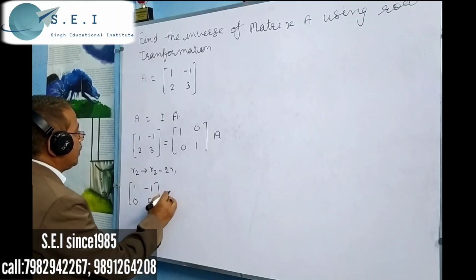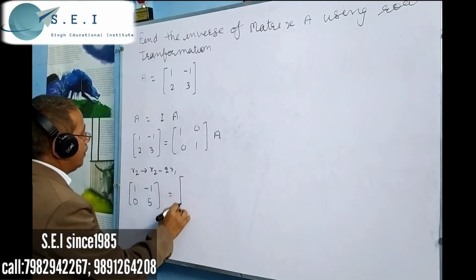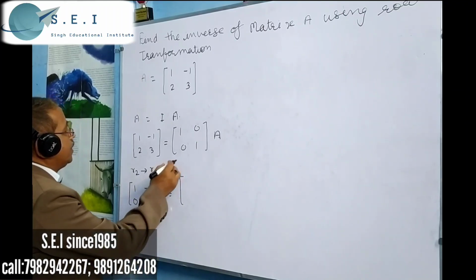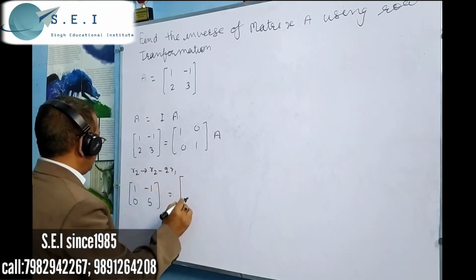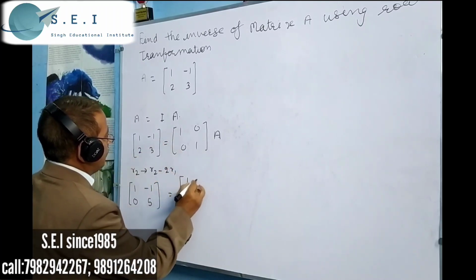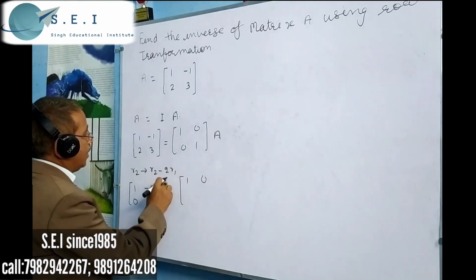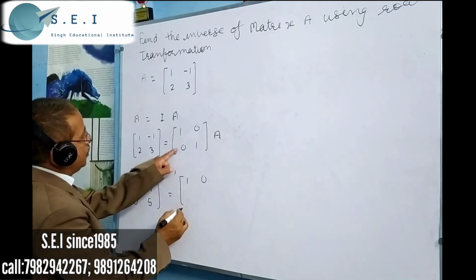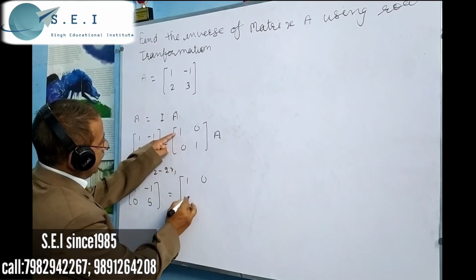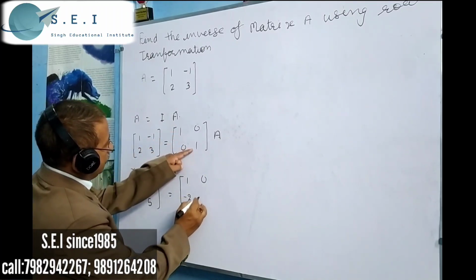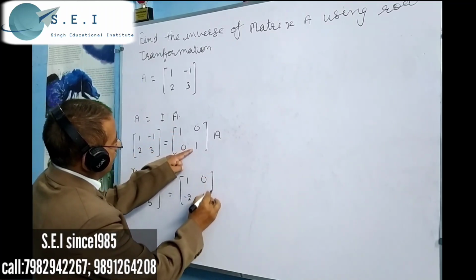Now the same operation is performed on the RHS. R1 remains the same, which is 1, 0, and R2 is equal to R2 minus twice of R1. So 0 minus twice of 1 is -2 and 1 minus twice of 0 is 1. A.